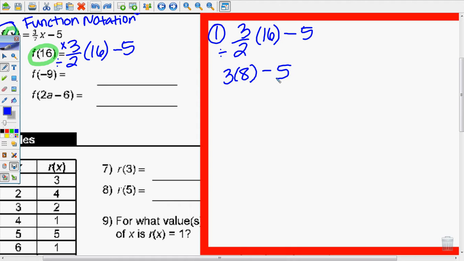So this is what you should be writing on page 4 in your notes. Now I'm going to multiply because I have multiplication. What is 3 times 8? 24. So now I'm left with 24 minus 5. My last step is adding and subtracting, which means combine like terms. 24 minus 5 is 19. So my final answer is 19.